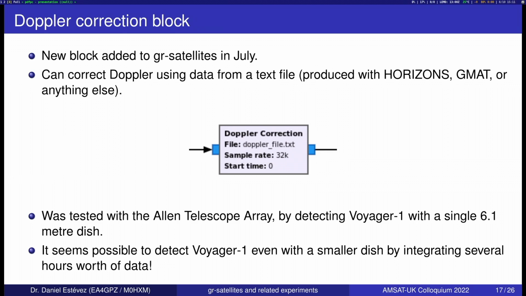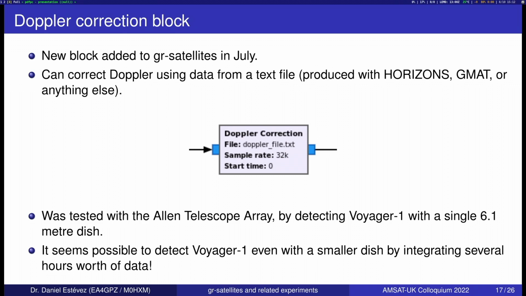And then this was tested in the Allen Telescope Array by detecting the Voyager 1 signal with a single 6.1 meter dish. So Voyager 1 is the farthest human-made object. It's really, really far. I lost track. And the signal is weak, so even detecting the signal with a 6.1 meter dish requires precisely correcting the Doppler. You need to be within 0.1 hertz or something of the correct Doppler. So this was a good test.